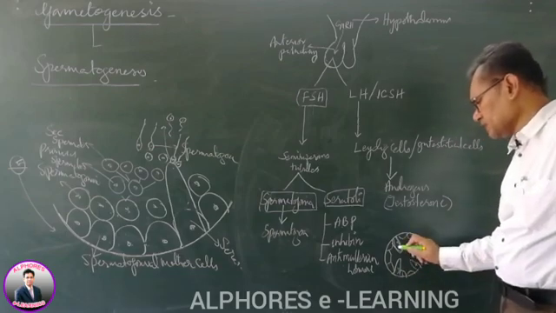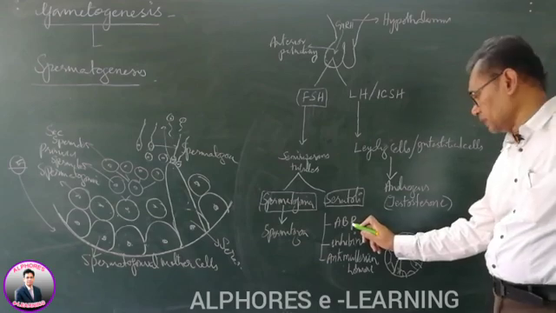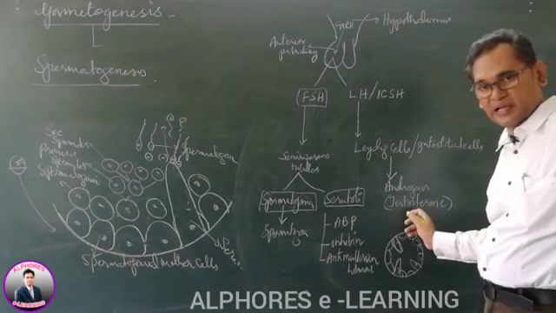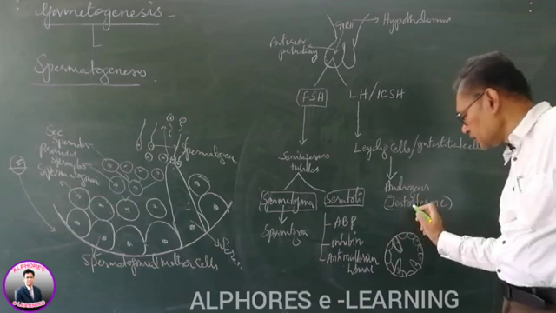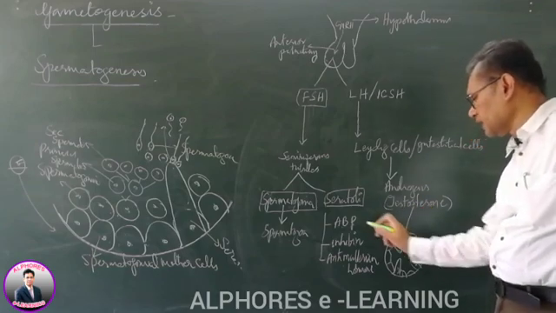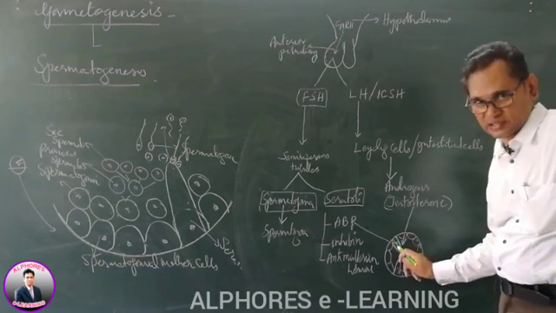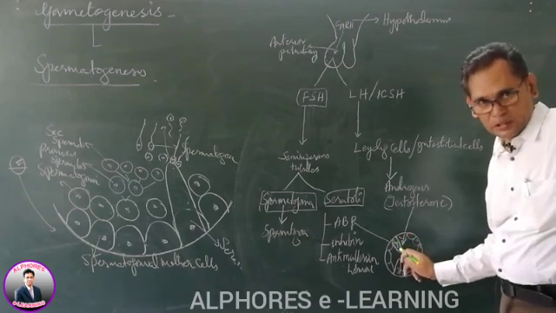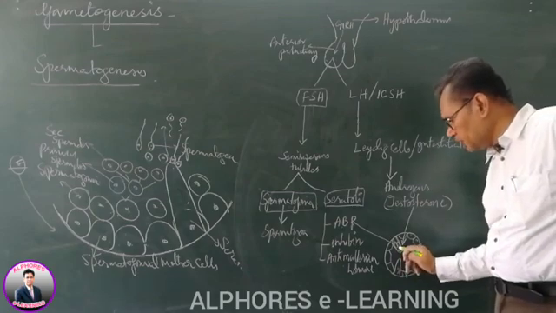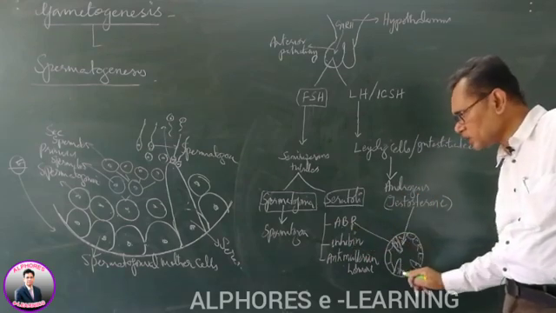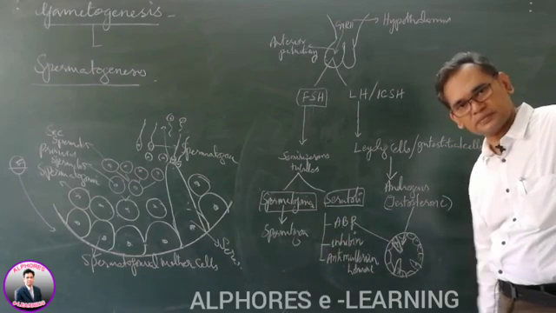Now it releases ABP, androgen binding protein, and makes this testosterone. Androgen means the male androgen, which is testosterone. Testosterone is taken in by the ABP, which is produced by Sertoli cells. Sertoli cells producing ABP, androgen binding protein, bind with androgen for the process called spermatogenesis.